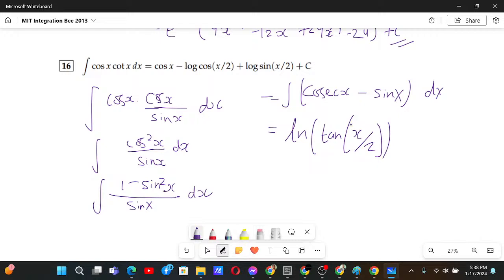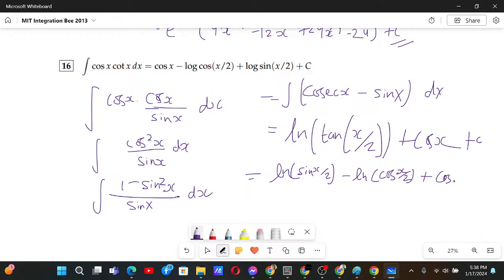Yeah, it is now fine. And the integral of minus sin x is just cos x. Let's see. Now ln of tan x by 2 is ln of sin x by 2 over cos x by 2. So that gives us ln of sin x by 2 minus ln of cos x by 2 plus cos x plus c. That's the answer.